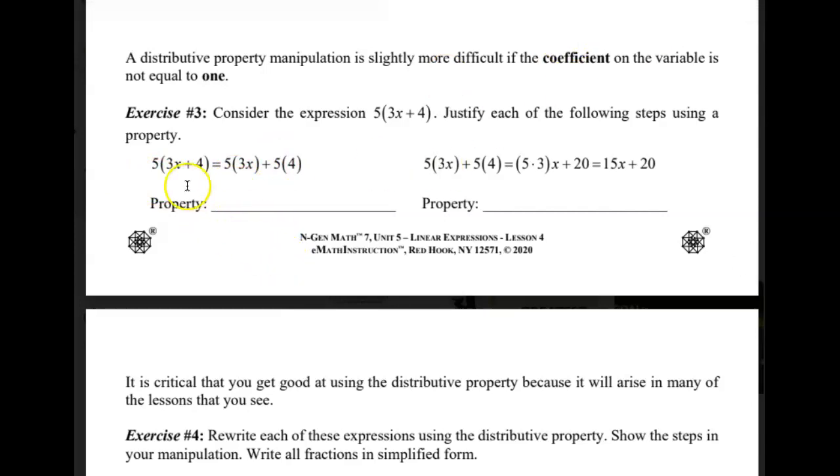Like 5 parenthesis 3x plus 4 becomes 5 times 3x and 5 times 4. What property is that? Do you still remember? We've been doing properties since elementary school. Is this commutative? Not really. Commutative is 1 plus 2 equals 2 plus 1. And this is what? Look, 5 is being given to 3x and also being given to 4. So what does it tell us?